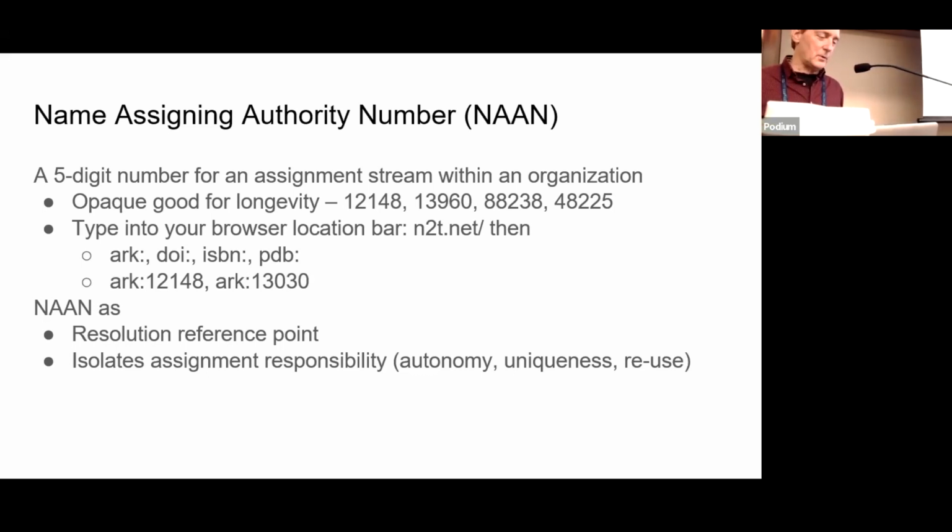And if you enter a NAAN after the ARK:, like 12148, you should see the record for the National Library of France, or the several records that exist for the California Digital Library. And you can enter any NAAN that you are interested in. Not through this interface, though. The NAAN registry is a simple text file, and so you can use grep. That's basically, you just look through it.